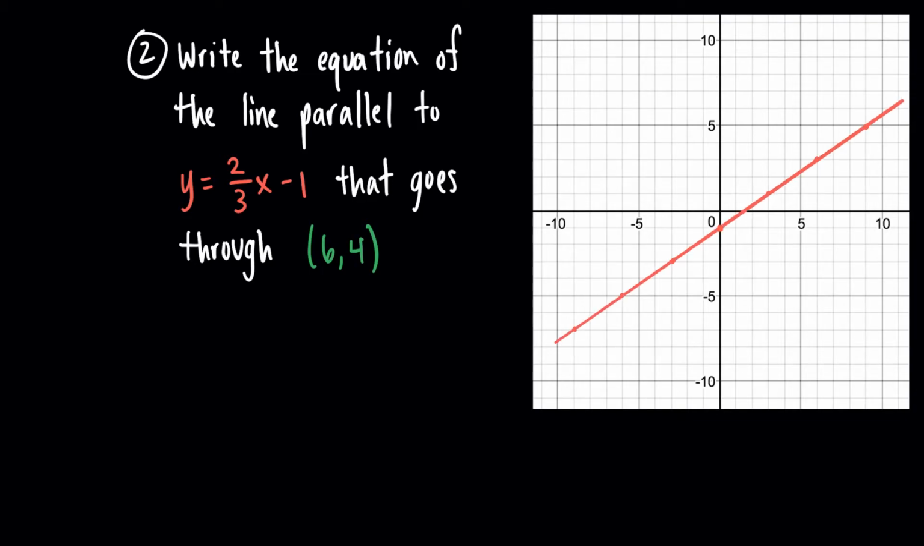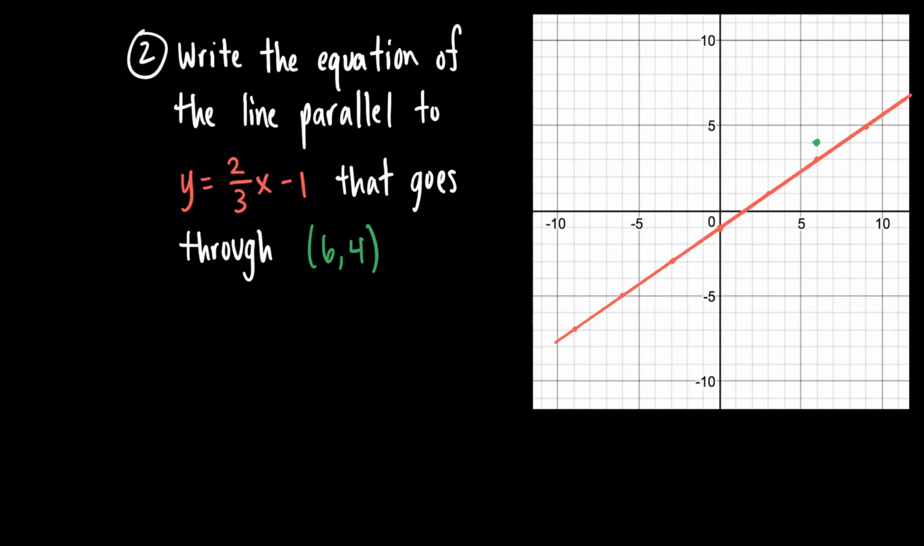So here's our line. And so what we're trying to do here is find the line that's parallel to that red line that goes through the point 6, 4. So 6, 4 is that green point right there. So this line that we draw, this is a very rough sketch, don't judge me, is probably going to look about like that. Okay? Just so we have a frame of reference.